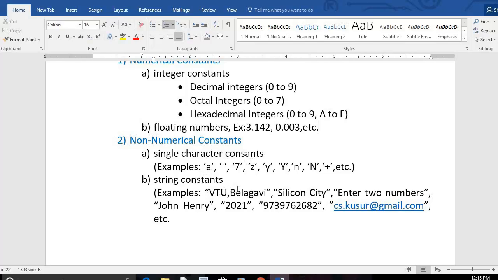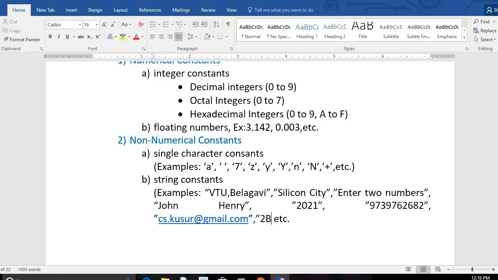String constants are whatever we write in double quotes: VTU Belgaum, Silicon City, enter 2 numbers, John Henry, 2021, my mobile phone number, my email ID, etc. Your USN number, you can write your university number also. That is also a string. For example, in double quotes I write 2BL21CS001. The university number is also a string, and your name is also a string, your city name. All these are examples of strings.